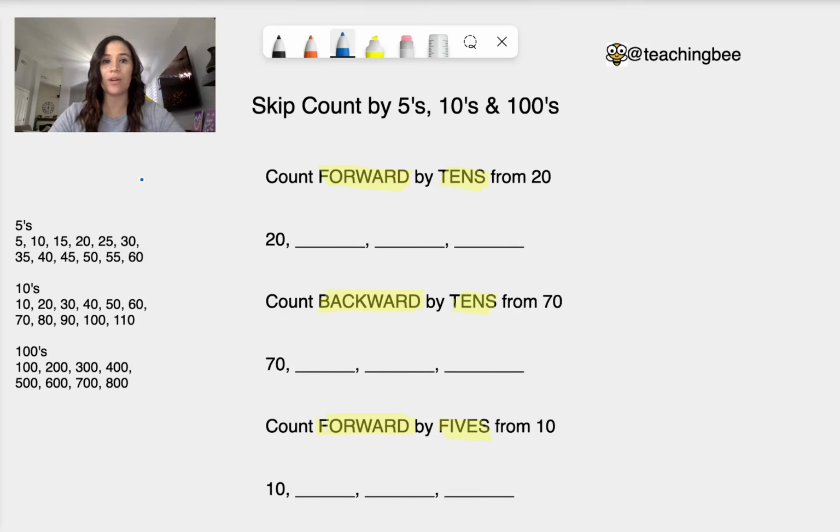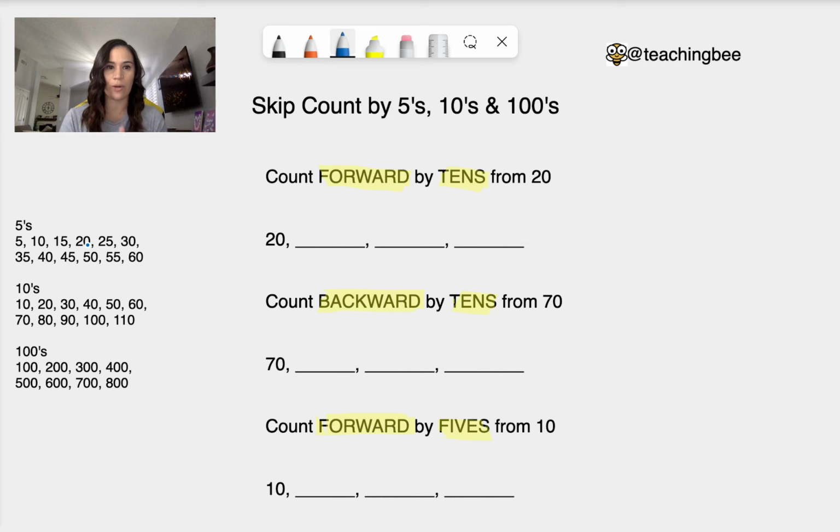So today we are going to be working with skip counts by 5's, 10's, and 100's. So we should know at this point this is going to be more of a review, to be able to skip by 5's, 10's, and 100's. So by 5's, if we look over here on the side, if we want to start by 5, we have 5, 10, 15, 20. And what's the pattern here?